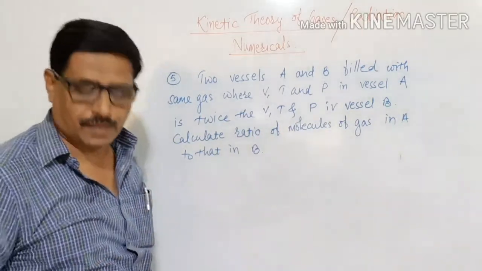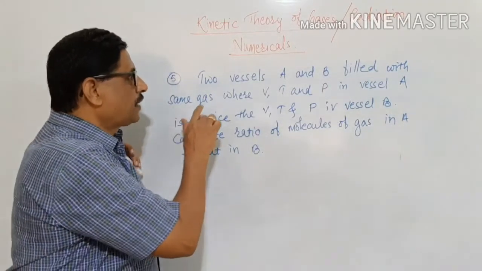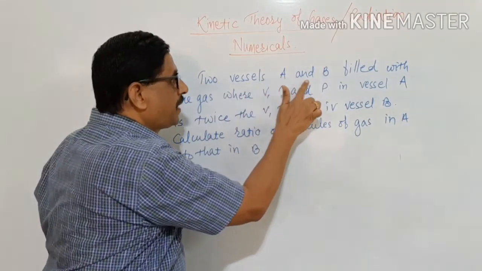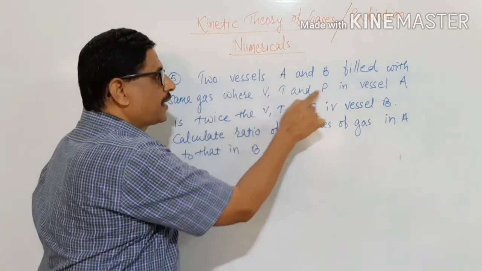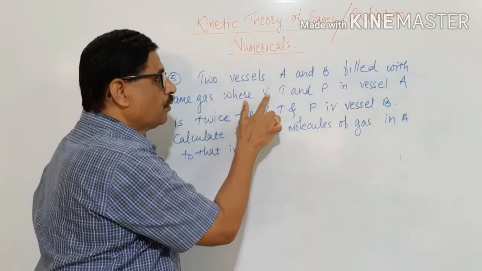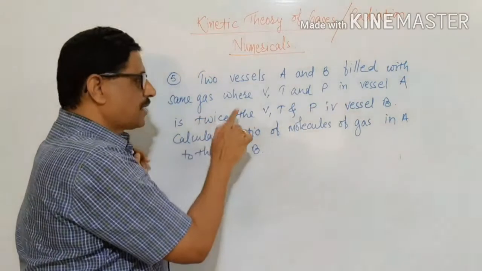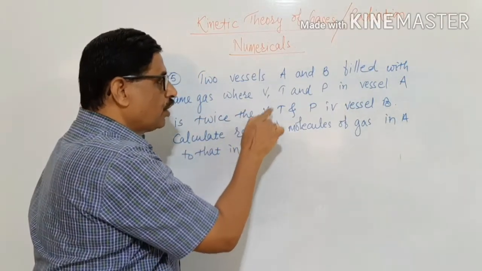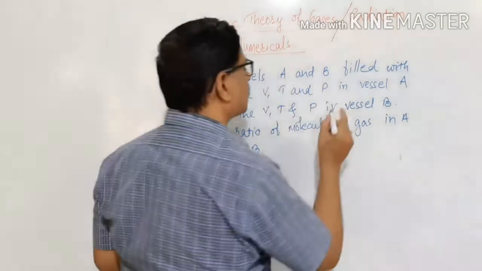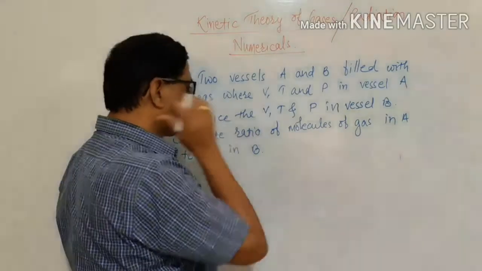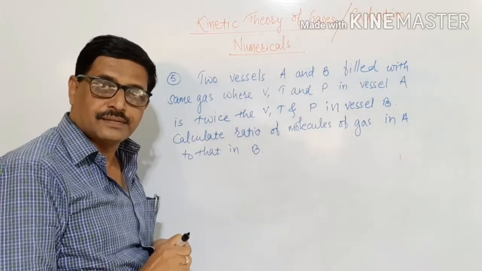This is one more problem that we are going to solve. What is given here? Two vessels A and B filled with the same gas, where capital V, capital T and capital P, what it means? Volume, absolute temperature and pressure in vessel A is twice the volume, absolute temperature and pressure in vessel B. Calculate the ratio of molecules of gas in A to that of B.